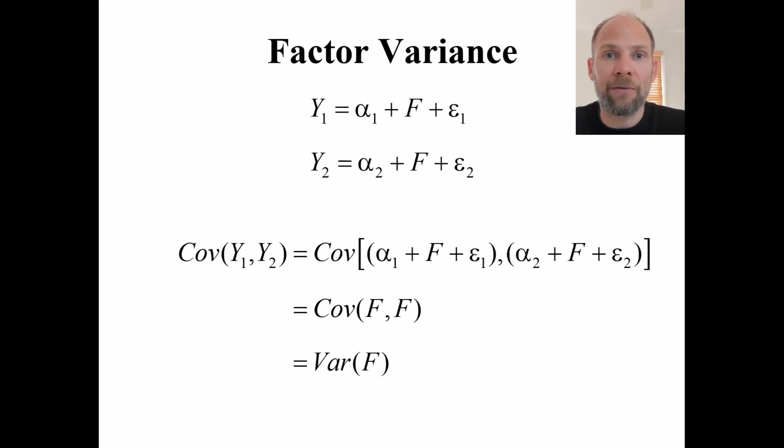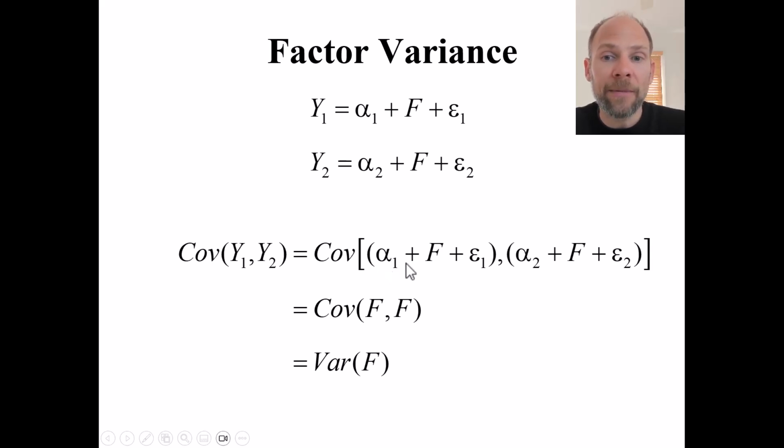Next, let's take a look at how, if and how, we can identify the factor variance. And again, we're going to take our measurement equations here, and now we're going to consider the covariance of y1 and y2. And so when we take the covariance of y1 and y2, then that's equal to the covariance of the first sum with the second sum. And that can be solved according to rules of covariance algebra. And when we solve that, then it turns out that all that remains is the covariance of the factor with itself.